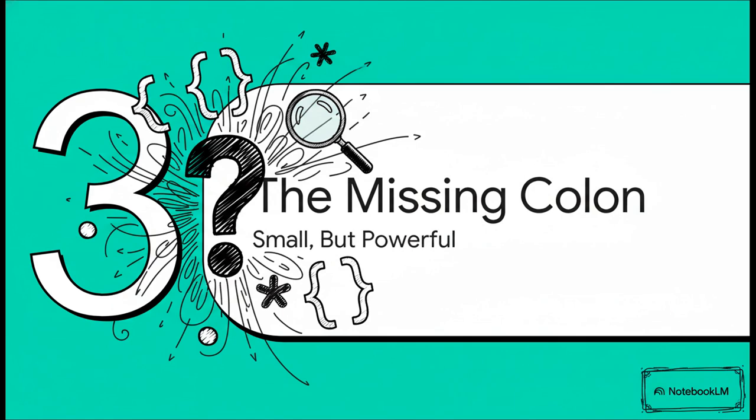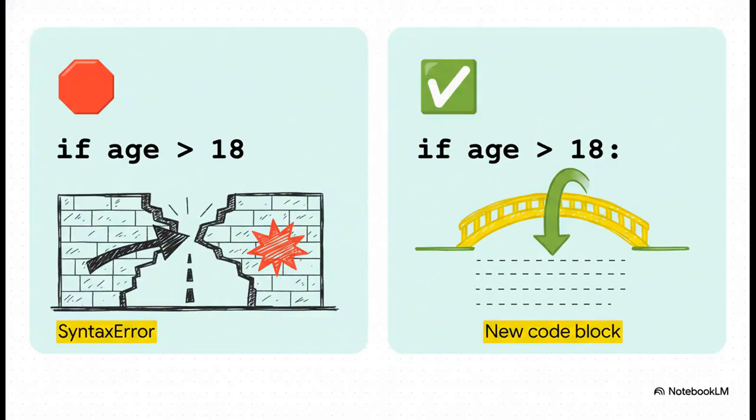All right, let's switch gears to our second common problem. This one's even smaller than a space, but it's just as powerful and just as likely to stop your code dead in its tracks. I'm talking about forgetting the mighty colon. Take a look at this if statement. The code on the left looks almost perfect, right? But it's missing that one critical character at the end.